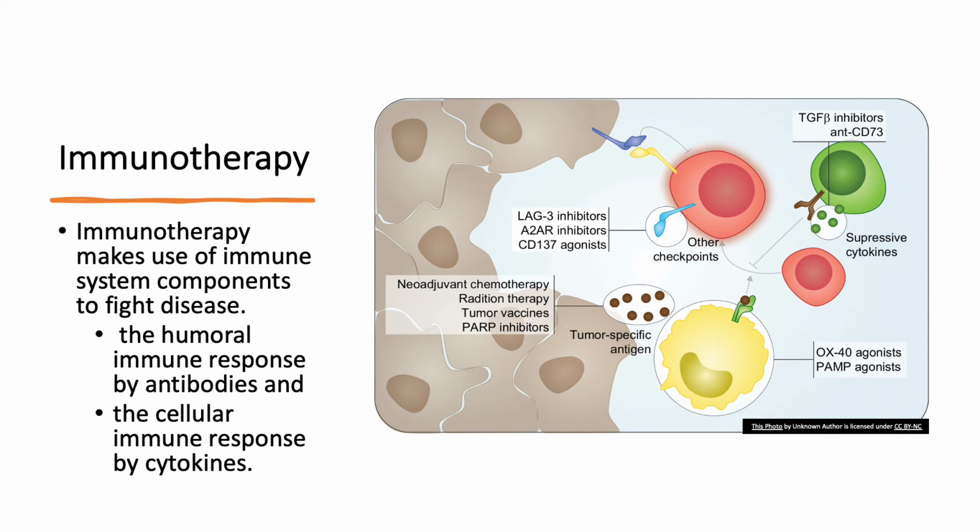Okay, let's understand what immunotherapy is. Immunotherapy makes use of immune system components to fight disease. When you use immunotherapy, you can use the humoral immune response, giving the patient antibodies, or the cellular immune response, giving the patient what? Cytokines.